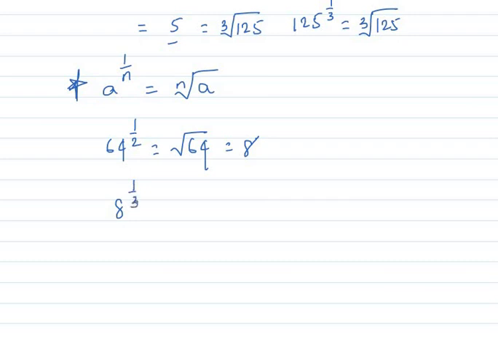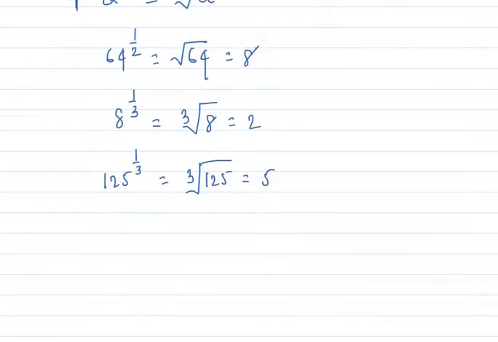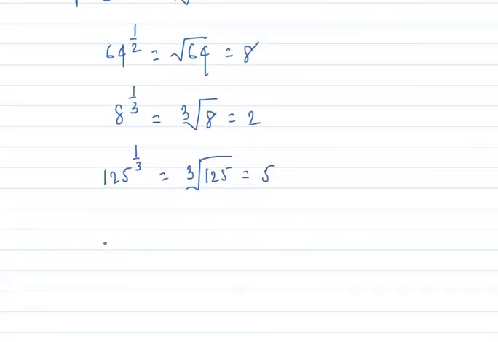8 raised to 1 over 3 is basically the third root of 8, which is 2. 125 raised to 1 over 3 is the third root of 125, which is 5. 16 raised to 1 over 4 is basically the fourth root of 16, which is 2.